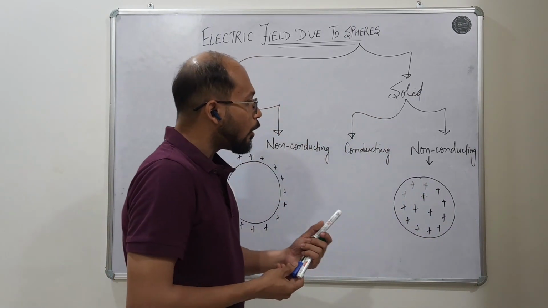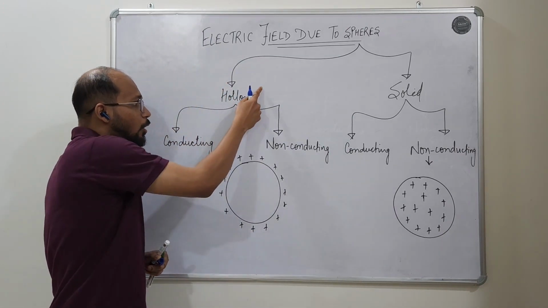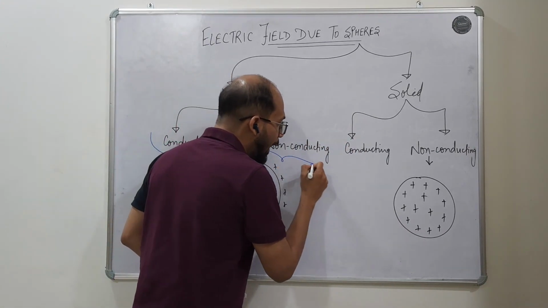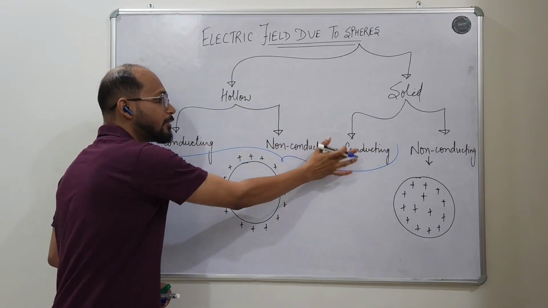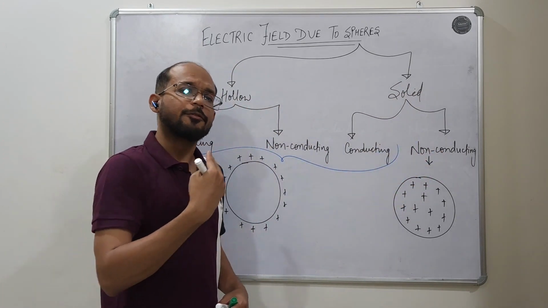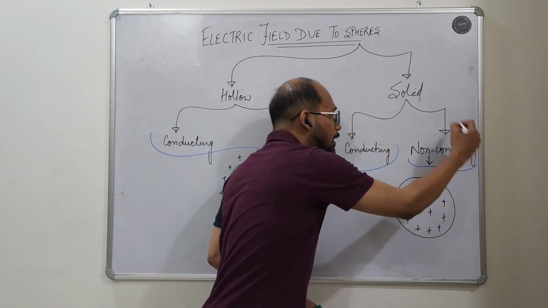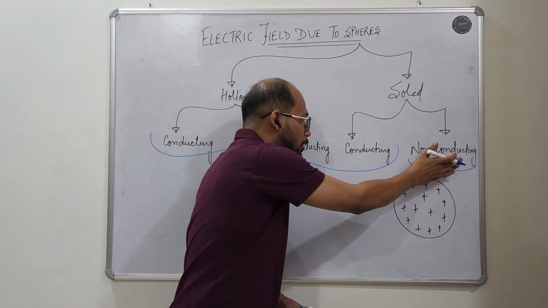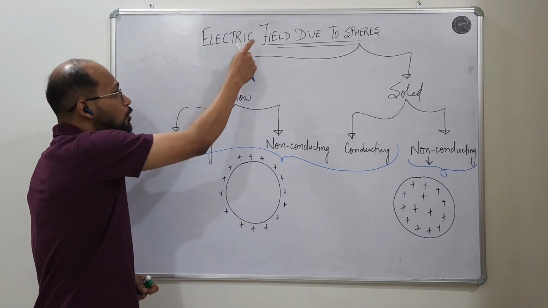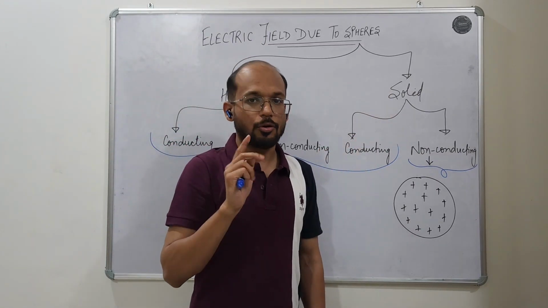So we can say that the electric field due to a hollow conducting, hollow non-conducting, and solid conducting sphere will show the same pattern, and we will use the same derivation for all these three spheres. But the electric field due to a solid non-conducting sphere will have a different variation, so we will have to use some other derivation method for it. First we will find the electric field due to hollow conducting, hollow non-conducting and solid conducting sphere using Gauss law.